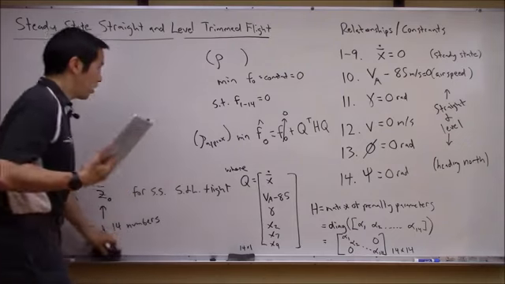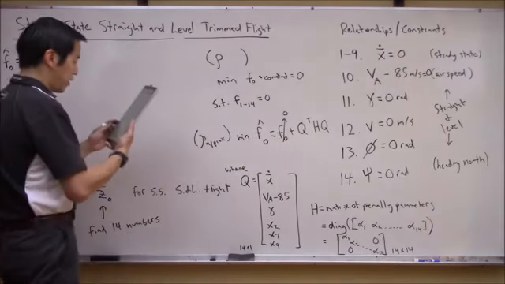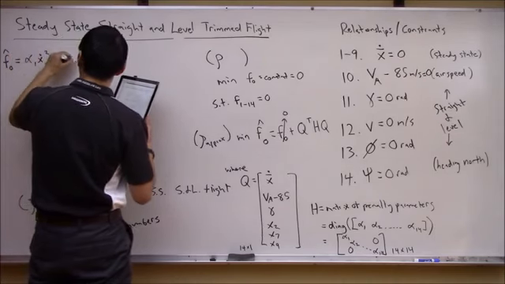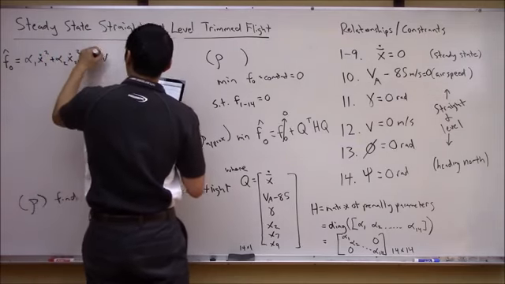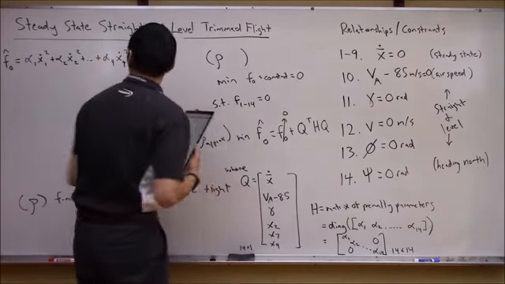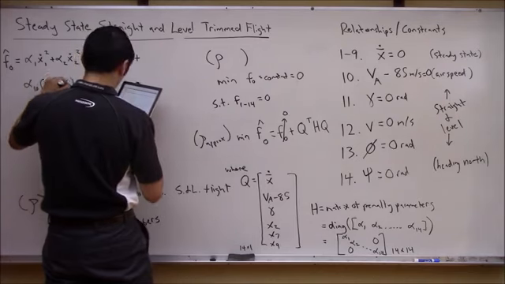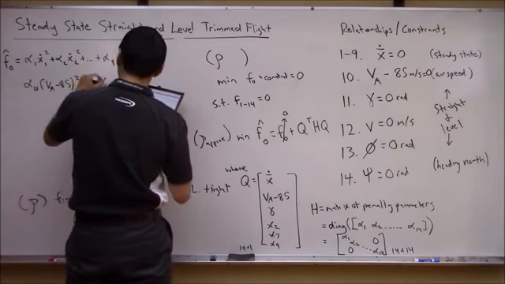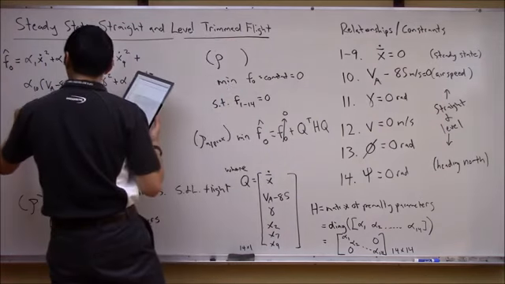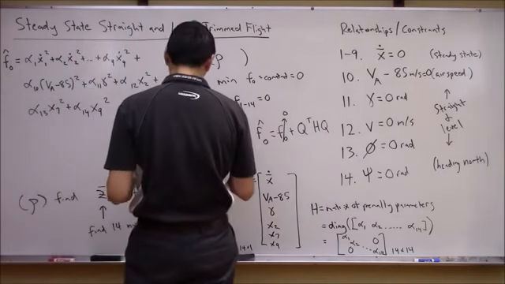This cost function f0 hat, if you go about this operation, ends up looking something like alpha 1 x1 dot squared plus alpha 2 x2 dot squared plus, and so on, all the way up to alpha 9 x9 dot squared. Then we get an alpha 10 times VA minus 85 squared plus alpha 11 gamma squared plus alpha 12 x2 squared plus alpha 13 x7 squared plus alpha 14 x9 squared.